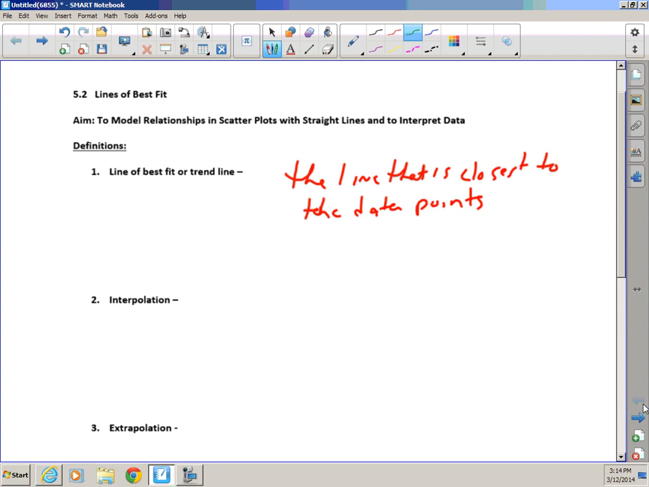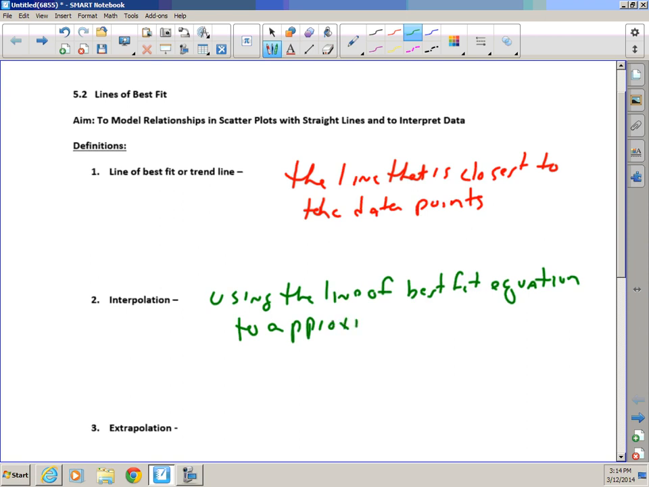Interpolation, inter meaning within, is using the line of best fit equation, because what we're going to do is come up with the equation in the y equals mx plus b form to approximate the value between the data set values. And you'll see examples of this when we move on. Okay?